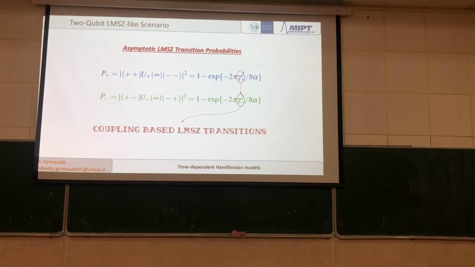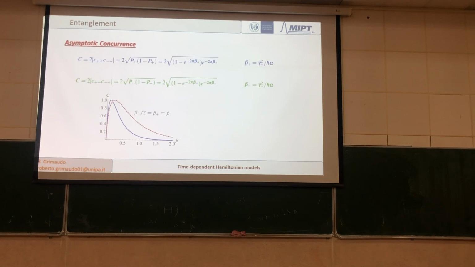But the very interesting thing is also the applicability of such a physical result, of such a physical effect. I show you now that we can generate maximally entangled states between the two spin 1/2 thanks to this effect. Indeed, we studied the asymptotic concurrence.